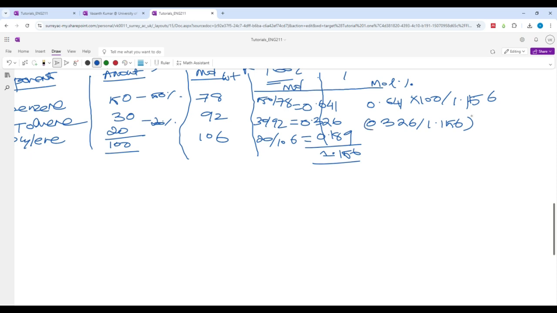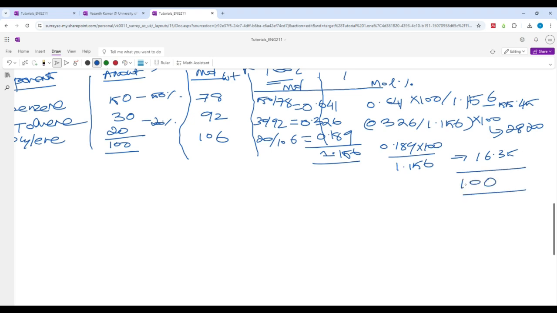And this whole thing multiplied by 100, and similarly here you get 0.189 multiplied by 100 divided by 1.156. So this should be equal to 55.45, and this should be equal to 28.20, and this should be equal to 16.35. If you sum all of these, they should total to 100. So this is in mole percentage. These are really basic things you must have done already in the mass and energy balance module.